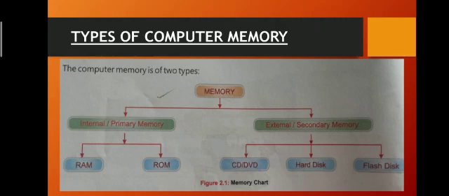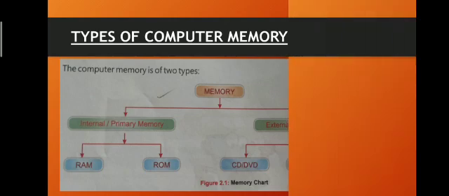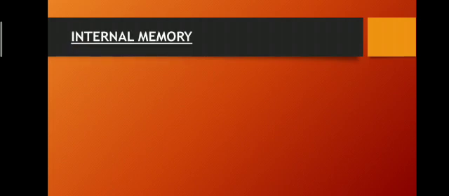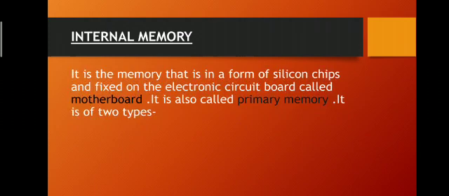So now we have to study about these two types of memory one by one. The very first memory is internal memory. Now what is internal memory, children? As I told you, internal memory is also known as the primary memory, and it is also known as the main memory of a computer system. It is a type of memory that is in the form of silicon chips.